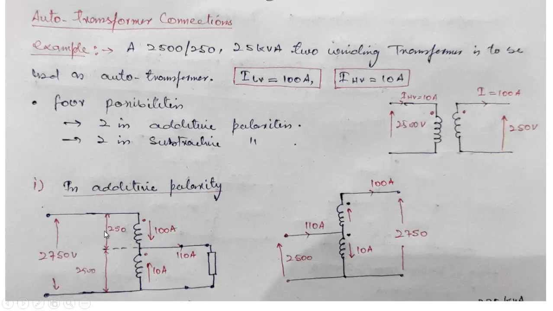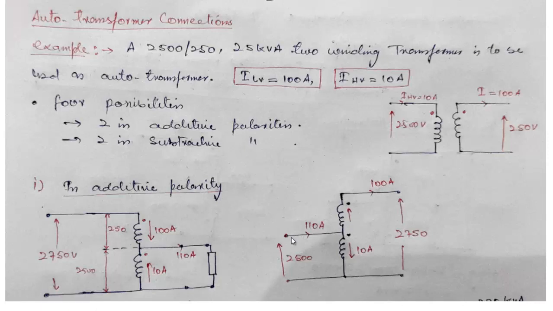Here I am using this as the low voltage winding, and its current rating will be equal to 100 amperes, and I am assuming that current is entering at this dotted terminal. When the current is entering at this dotted terminal, current will leave at this dotted terminal, so the current direction will be upwards here and downwards here. So this current will actually be the summation of the two. You can use KCL to calculate the value of the current over here, and it will be equal to 110 amperes. So this is one configuration.